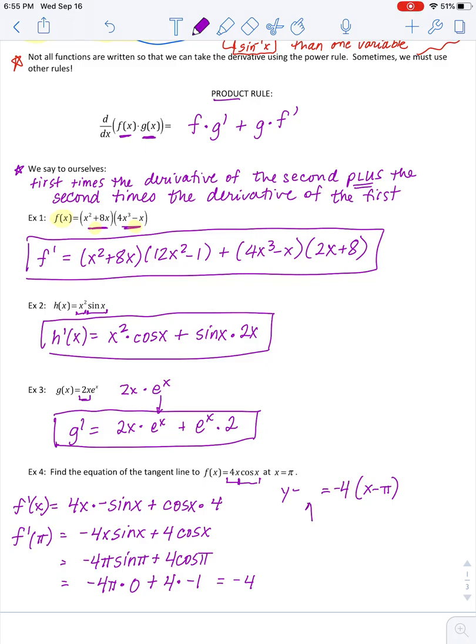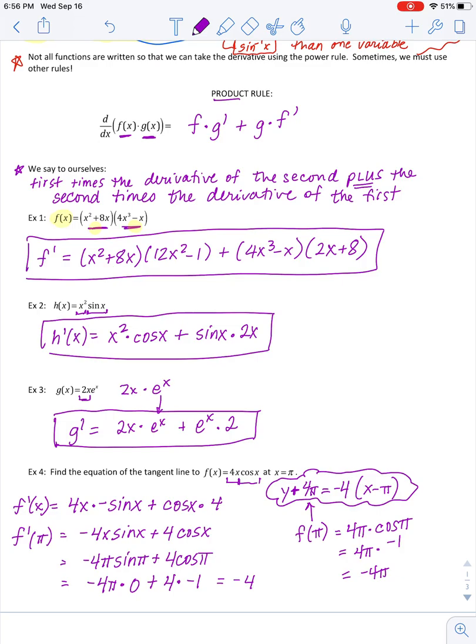And then to get the y value, remember, I plug pi into the regular function f. So 4 pi times cosine of pi, which is 4 pi times negative 1 again. So negative 4 pi is what goes into my equation. This minus is going to become a plus, and I'll stick in there a 4 pi. Ta-da! So that's all there is about the product rule.